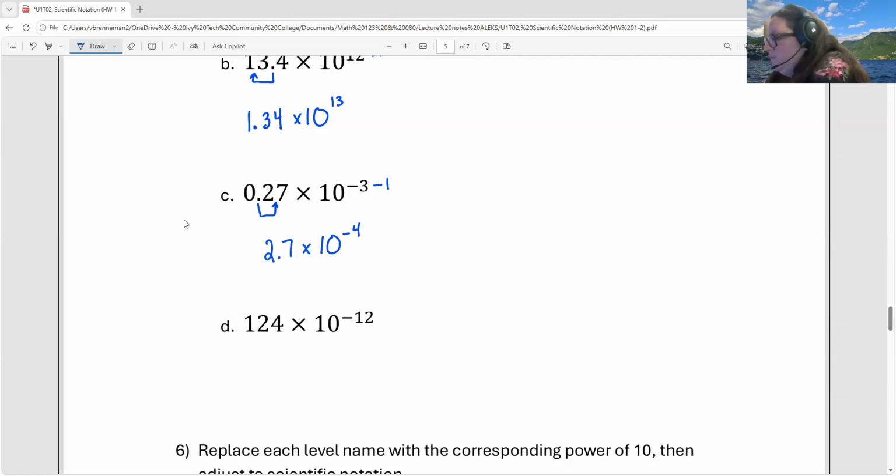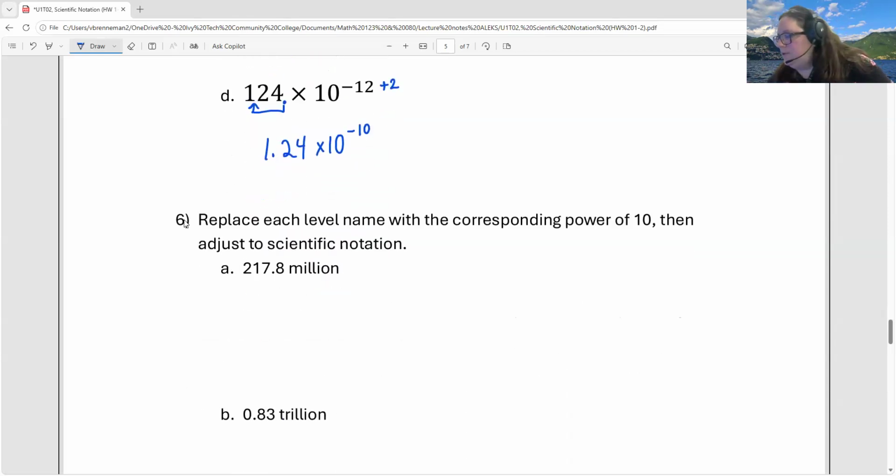And then 124 times 10 to the negative 12, the unwritten decimal point there at the end, it needs to instead be after the 1. So that's moving 2 places. It was too big, so we need to add 2. We need to make that power bigger by 2, in this case, less negative by 2. So we have 1.24 times 10 to the negative 10, as we do negative 12 plus 2.